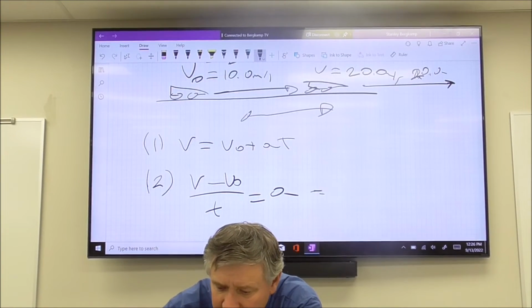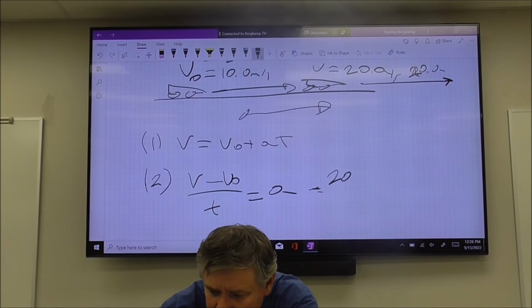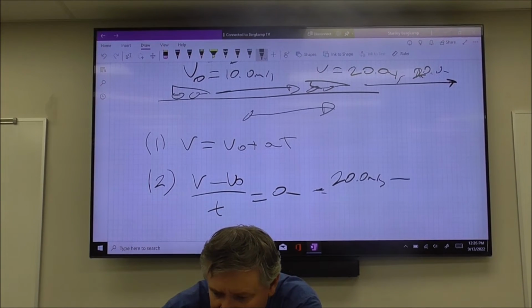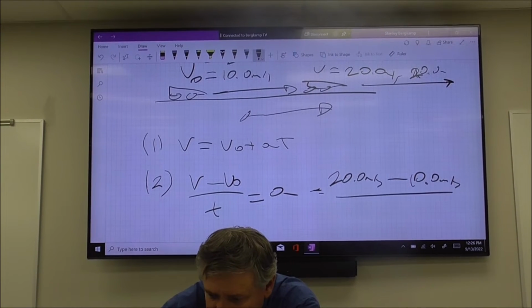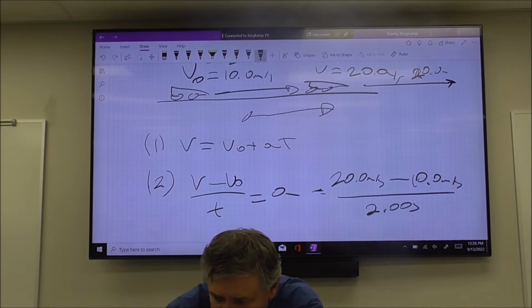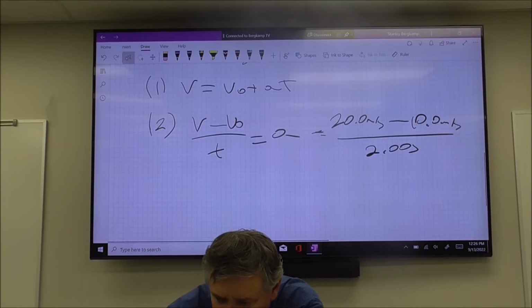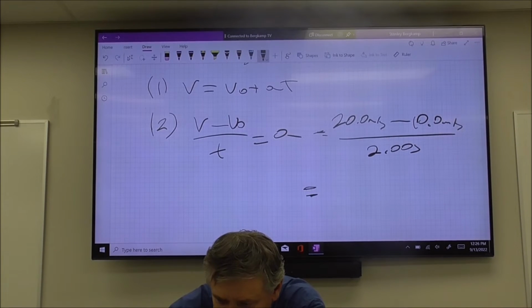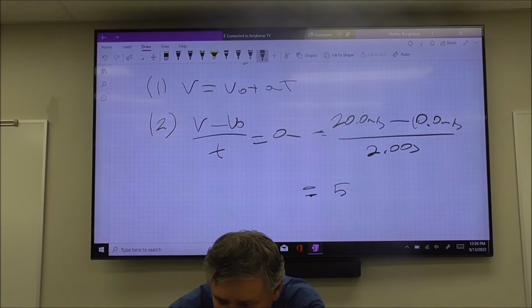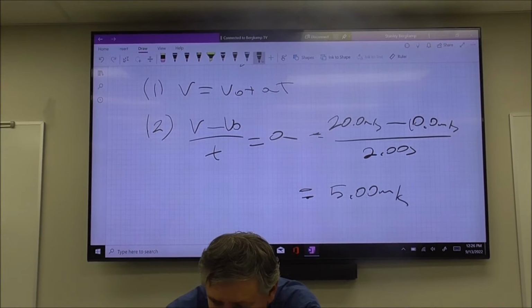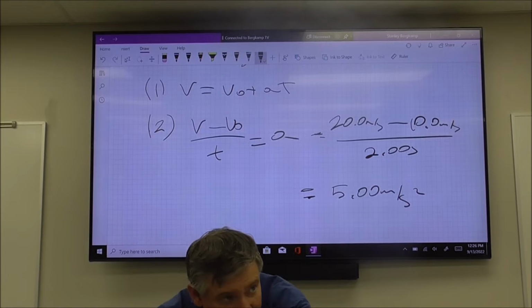So I'm going to come in here and say, my final velocity is 20 meters per second, minus 10 meters per second, and my time is 2 seconds. So, miracle of miracles, 20 minus 10 is 10, divided by 2. That gets me 5 meters per second squared.